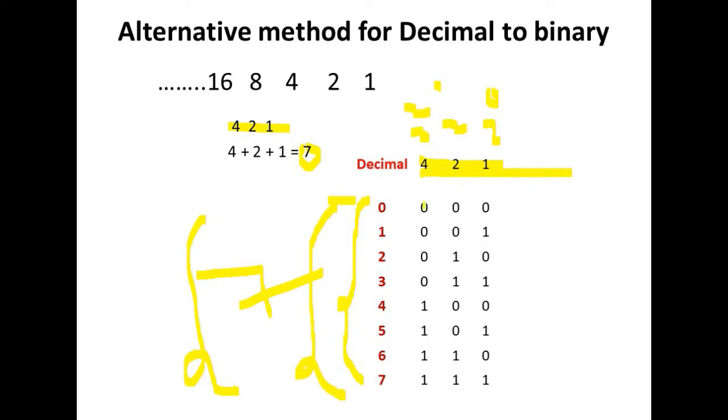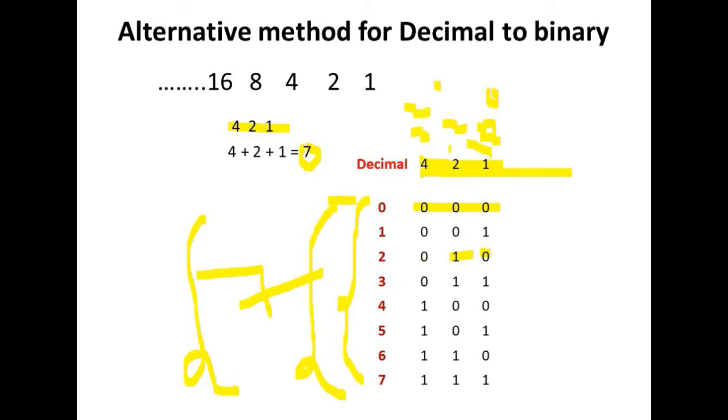I will write the 0 number. For 0 we do not require 4, 2, 1, so we have put 0 in all positions. For 1, because we need this one, below the 1 we have written 1, and 4 and 2 are 0. For 2 we require 2, so in place of 2 there is 1, but we do not require 1 and 4, so it is placed 0.